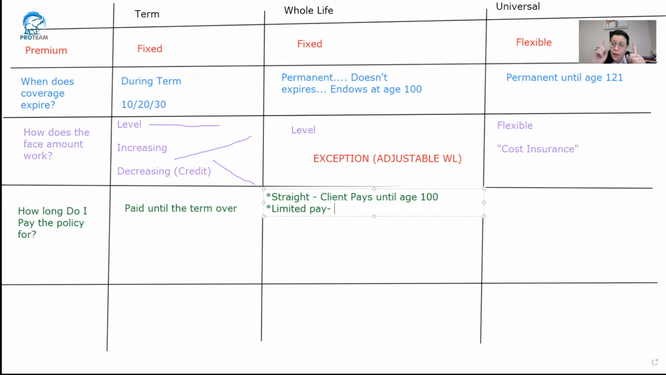And this one works one of two ways, okay? I can pay, it's like 20-year pay. You see it like that. Or you see it paid up till age 65. Okay? So what does that one mean? Here's the way that it works. The coverage goes until age 100, because it's under the whole life category. But I get to choose how long I pay.